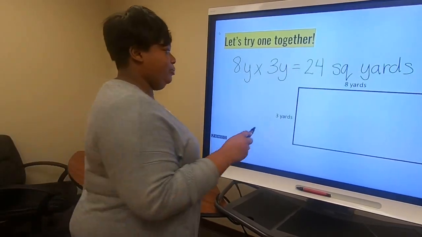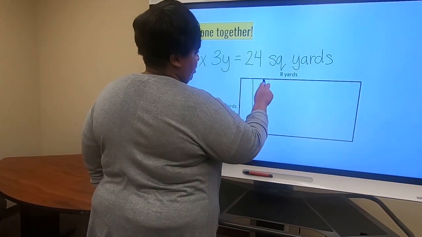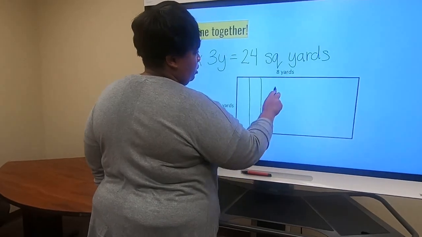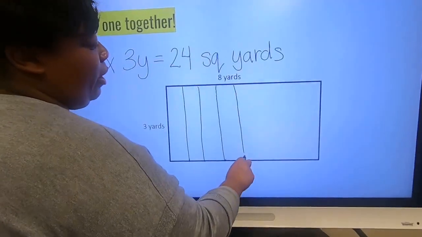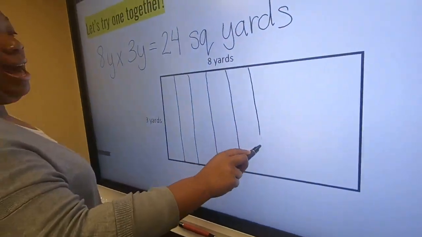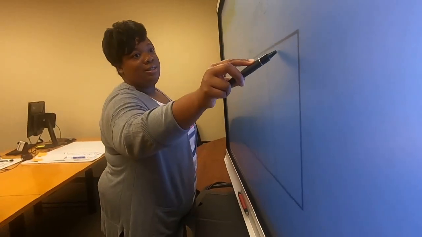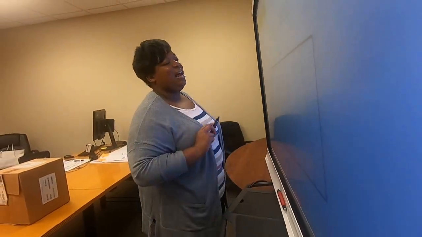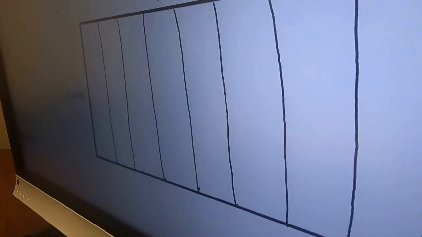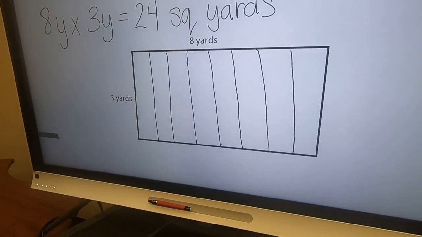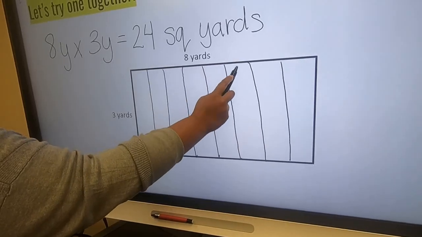So let's try that. And it's not going to be perfect, guys. 1, 2, 3, 4, 5, 6, 7. And guys, it's not perfect, but it looks good enough, okay? So let's count it. Let's just make sure that we have 8 spaces to represent those 8 yards, okay? 1, 2, 3, 4, 5, 6, 7, 8.